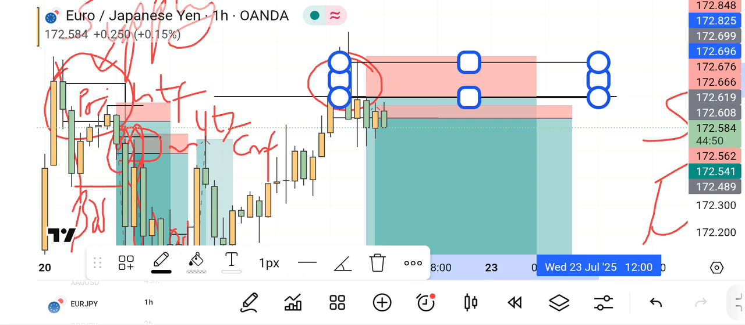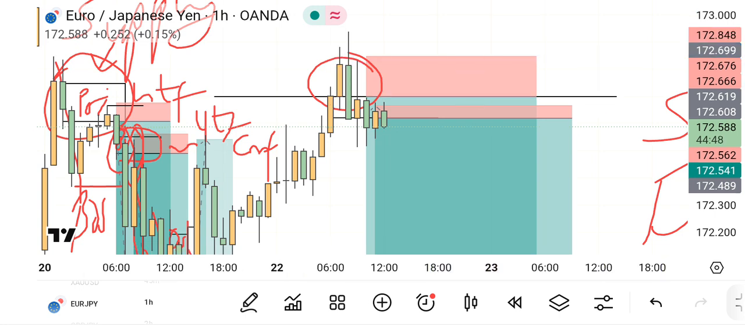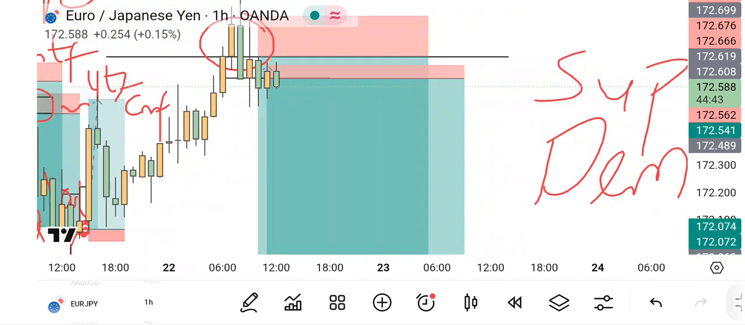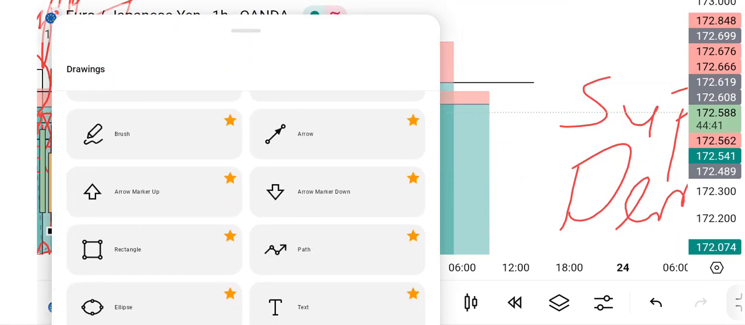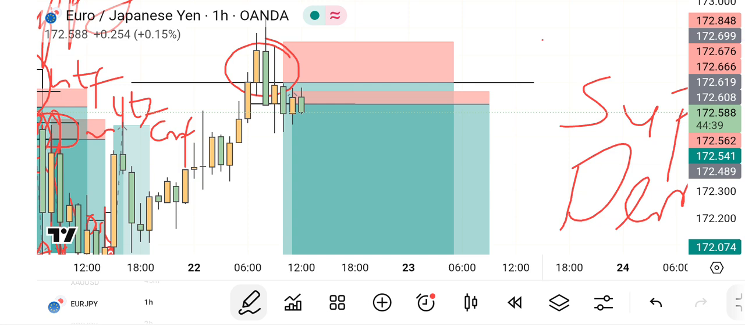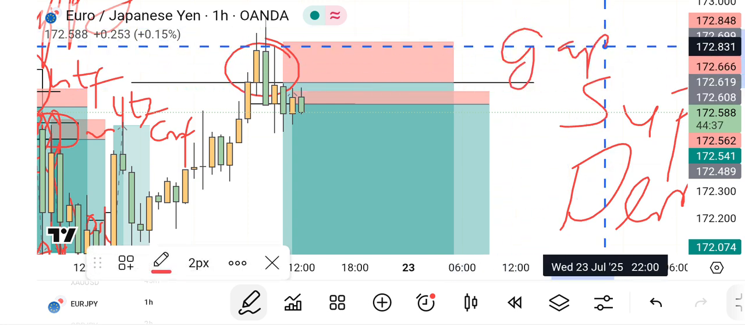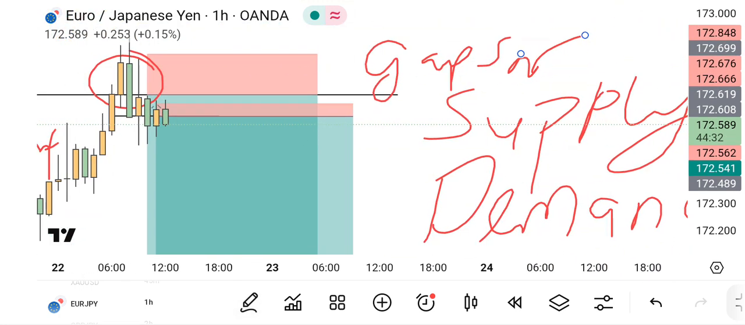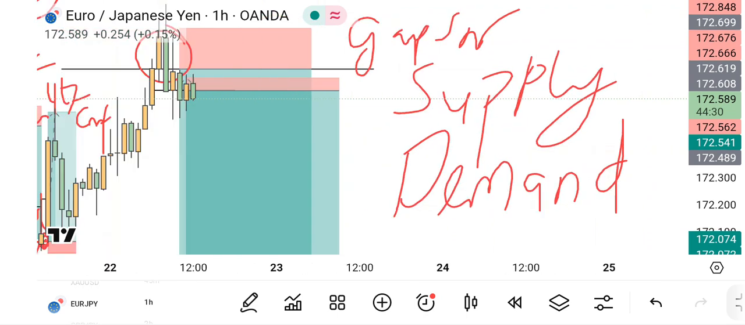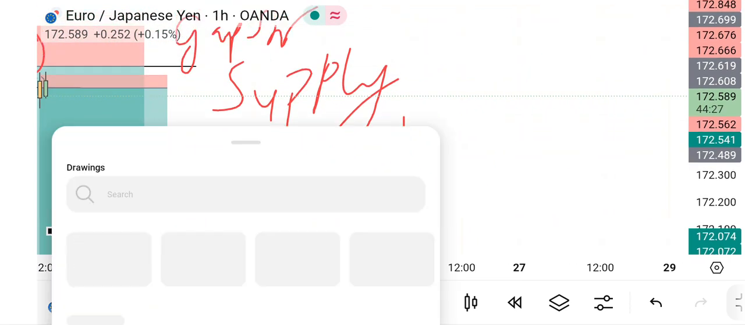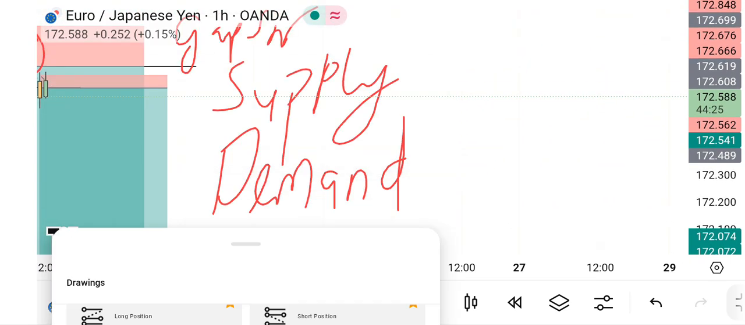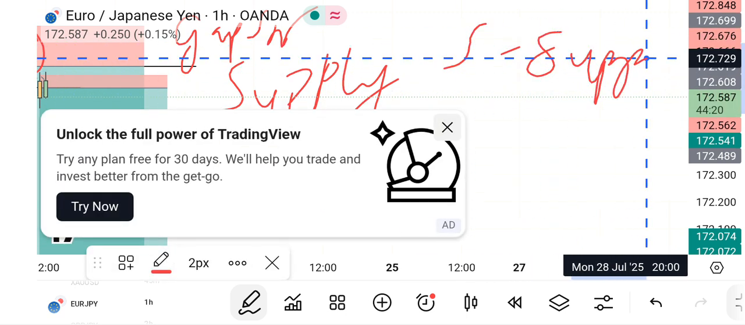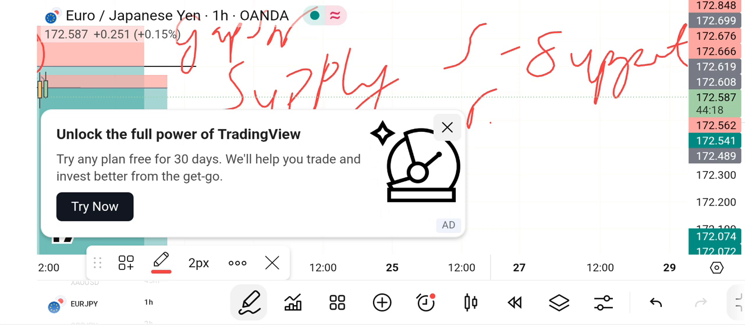Instead of me drawing a box, I just use a line. And I don't know if you know what we call the gap SNR, which is the gap support and resistance. The SNR is just the support and resistance. S for the support and the R for resistance.